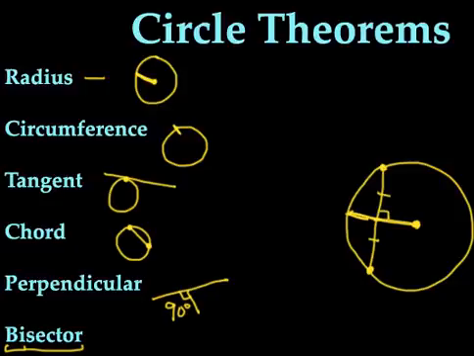And finally, the word subtend means to hang from. So if I were to draw a chord and I drew an angle subtending from that, then it would be hanging from it. So this angle subtends from this chord. It hangs from it, it comes from it.